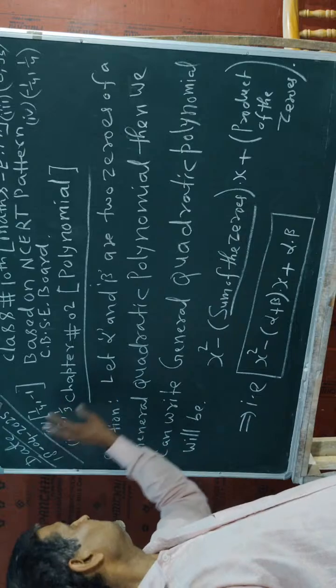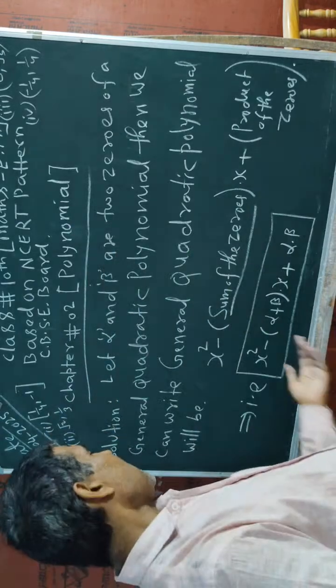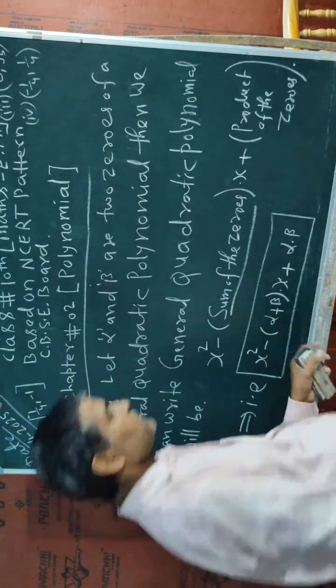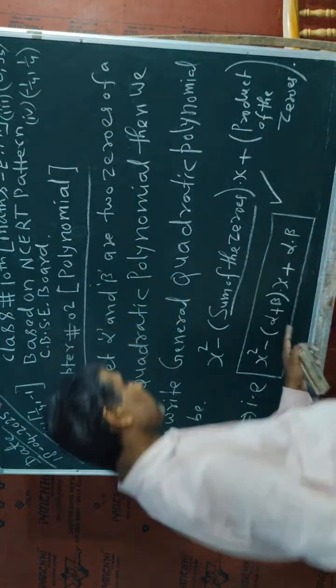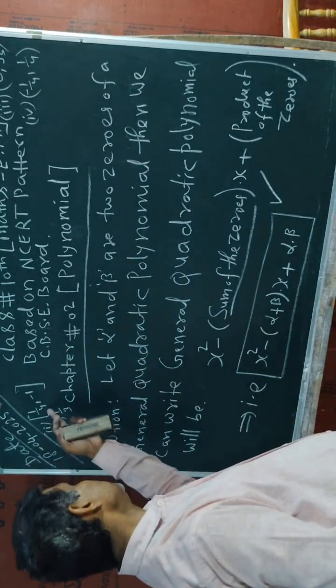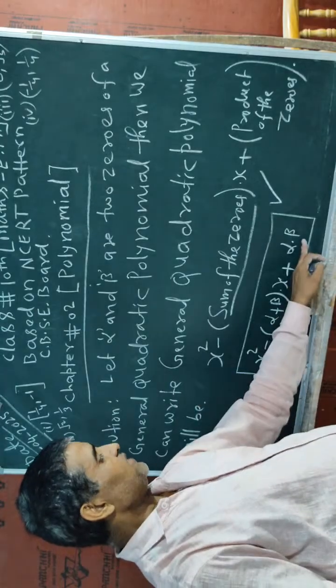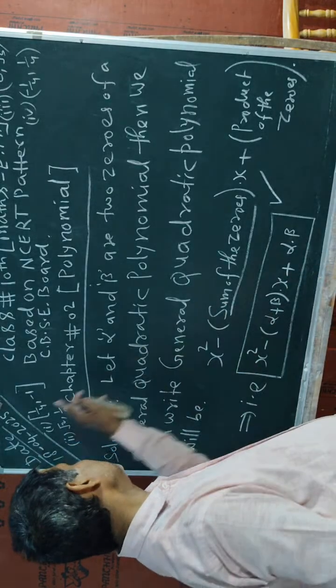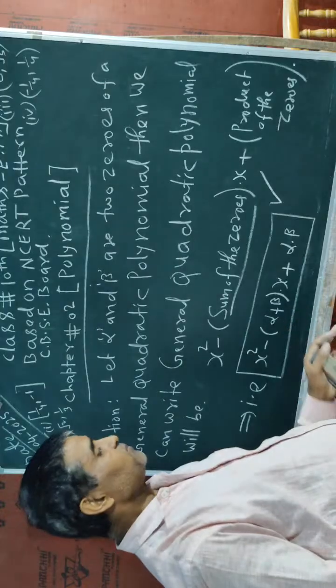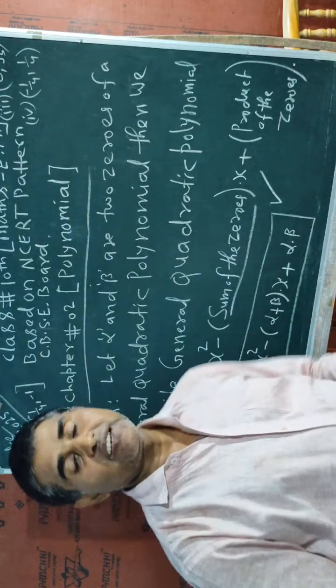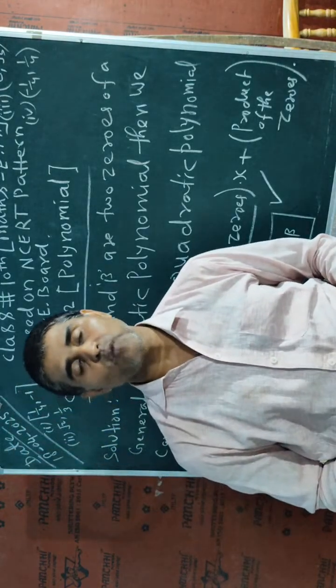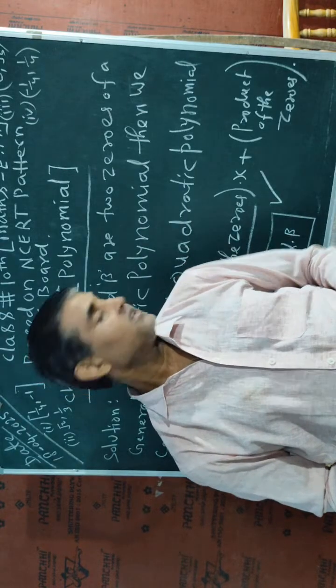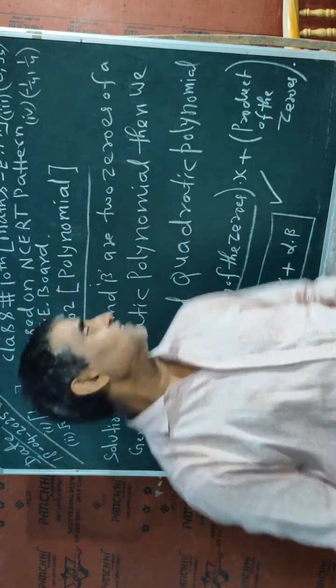Since this information is given, I will use this general concept, and in the place of alpha and beta we will use the first term, and in the place of alpha into beta I will use the second term, and after simplification I will say that is the general quadratic polynomial, and according to this way I will solve one by one.